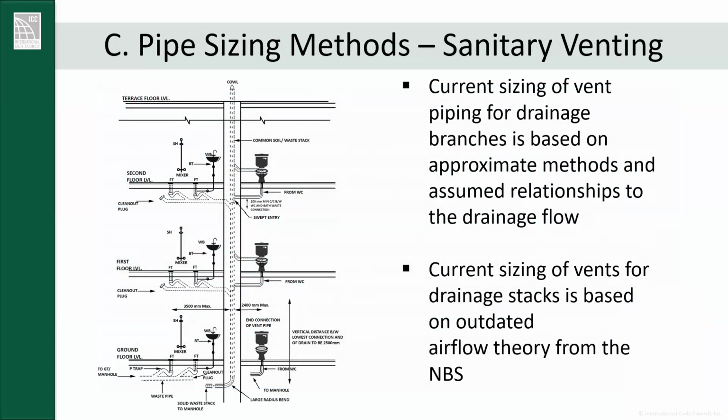Okay, now we're moving on to the third system in the building, the sanitary venting. The researchers have not found very many pipe sizing methods for sanitary venting. But again, as I mentioned, there is research in progress to develop one that's applicable to modern flow rates. So the current sizing for vents is based on approximate methods, assumed relationships to the drainage flow, and it's based on outdated airflow theory from the National Bureau of Standards.